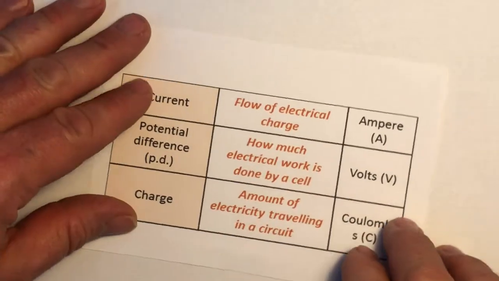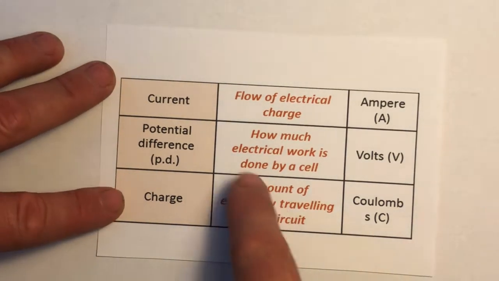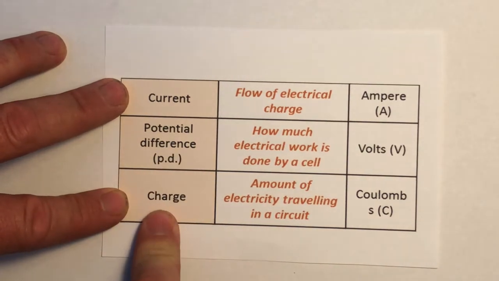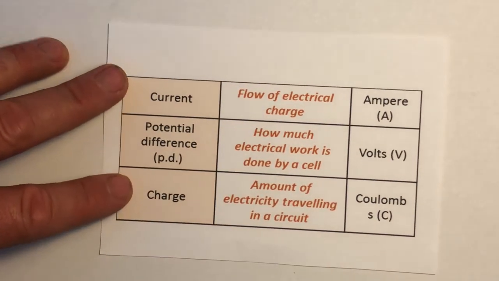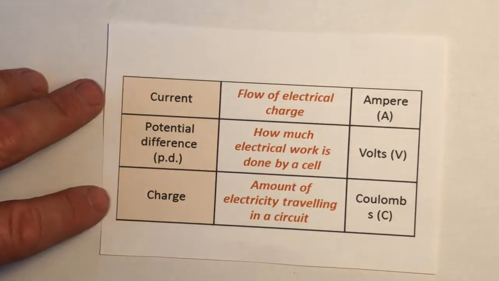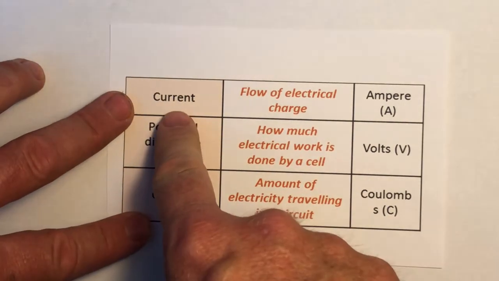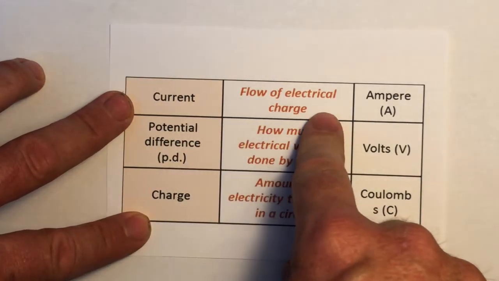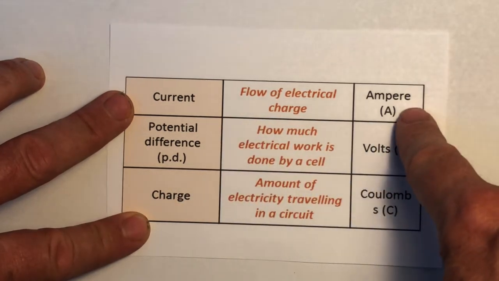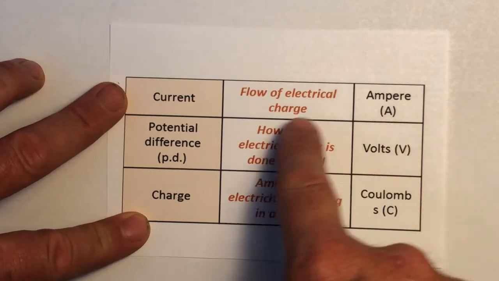So this here goes through the three different things. We've got current, potential difference (voltage), and charge. Now, quite often what I will do is think about it a bit like water. If you've got a tap and you attach a hose pipe to it, the current is the flow of electrical charge. It's how much is flowing. That is measured in amperes, usually shortened to capital A.